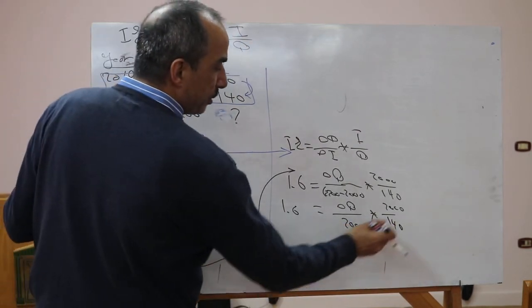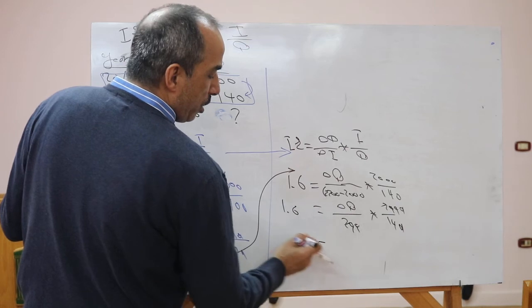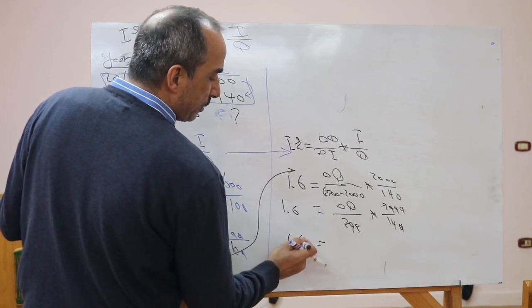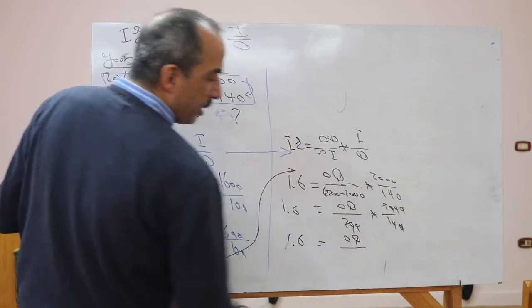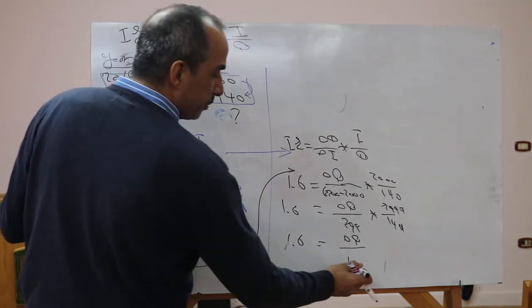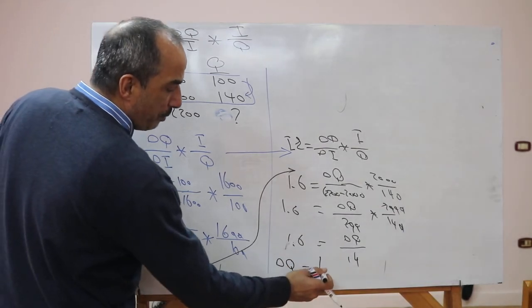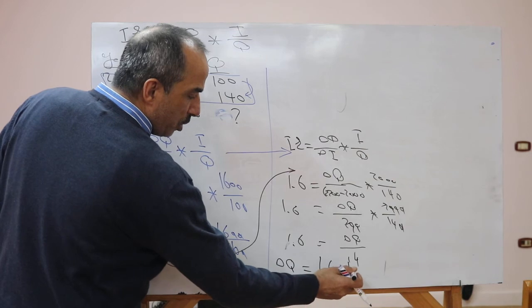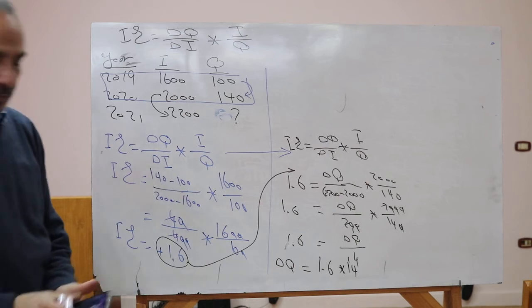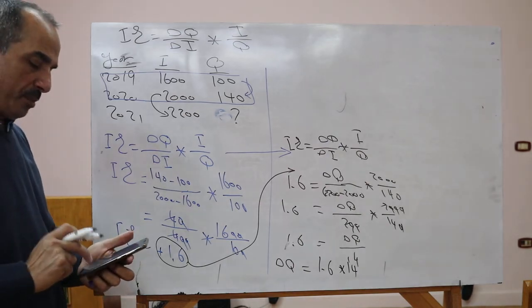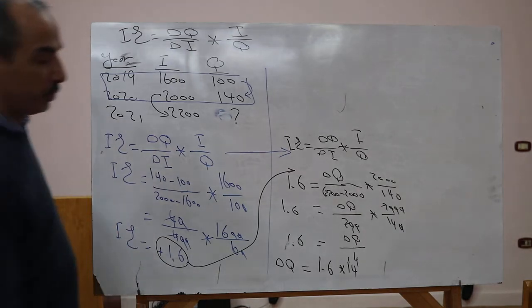So 1.6 equals change in quantity over 14, meaning change in quantity equals 1.6 times 14, which equals 22.4.